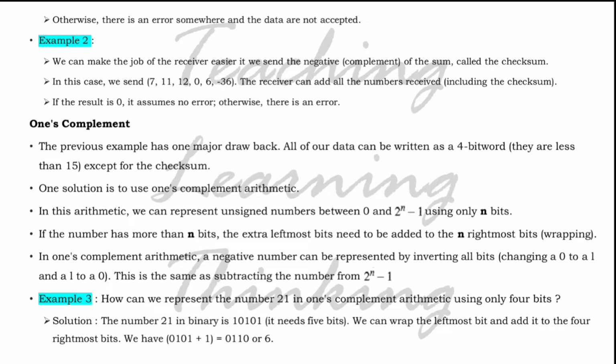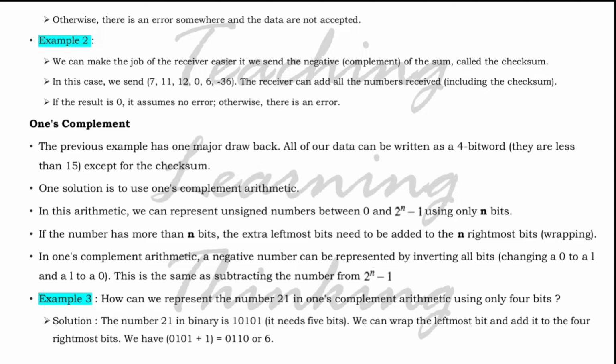Another example: we can make the job of the receiver easier if we send the negative, that is the complement, of the sum, called the checksum. In case we send 7, 11, 12, 0, 6 and minus 36, the receiver can add all the numbers received, including the checksum. If the result is 0, it assumes no error, otherwise there is an error.